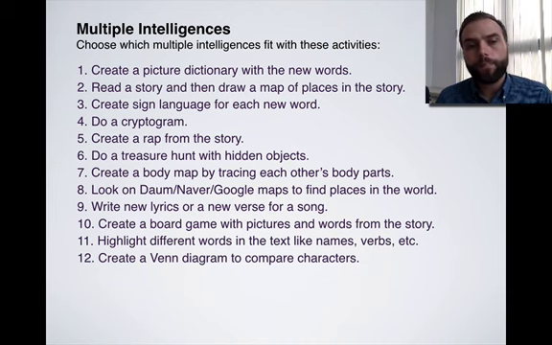Okay, the next example here is create a Venn diagram to compare characters. So maybe you have two different characters in a story and you want to compare the things that are similar and different. So what is the multiple intelligence for this? Well, a Venn diagram is kind of a logical thing to do. It's logical mathematical. Students have to analyze the characters, think about the aspects of them to create the Venn diagram. So I think it's logical mathematical. It's also quite a visual thing to do as well.